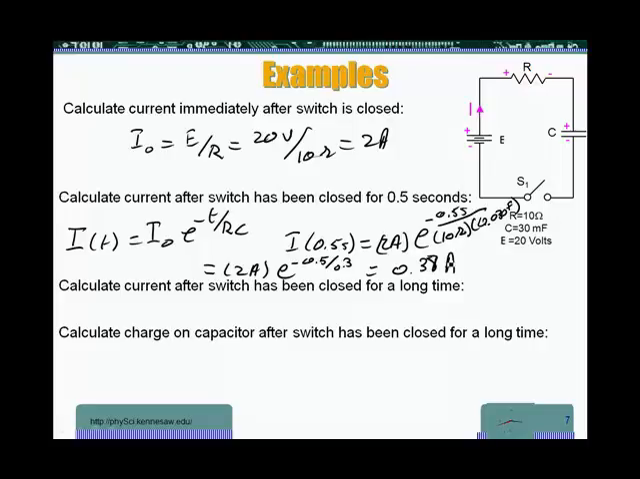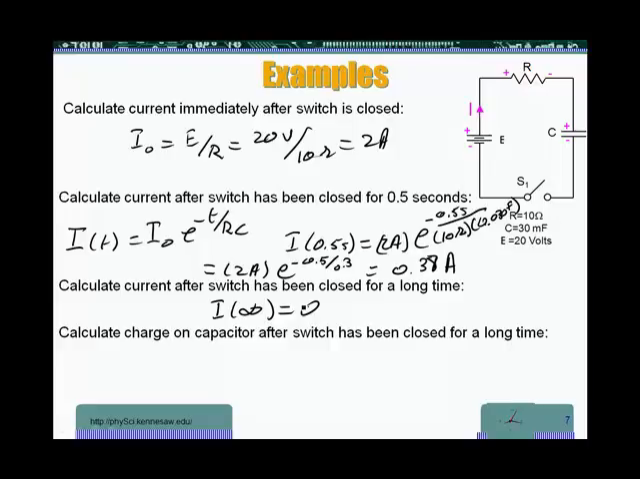The next question is calculate the current after the switch had been closed for a long time. Once you close the switch for a long time, the capacitor is going to act like an open circuit, so there is no more current. So I at infinity is equal to 0. Infinity is signifying for us after a long time.